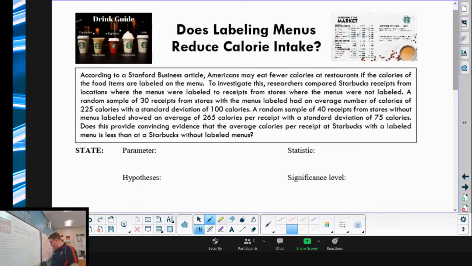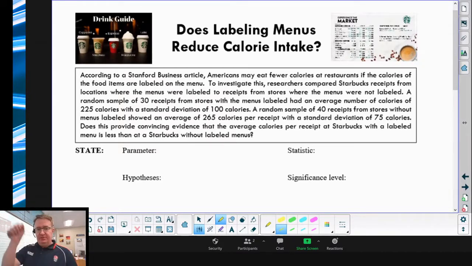So again, to highlight what we're going to do, and while you can't use highlighters on the AP test, you can use pens, blue or black pens and pencils. So I usually have my kids highlight and make notes in pen and then write everything in pencil. So things that we need to worry about here: 30 receipts that had average of 225 calories with a standard deviation of 100, and then 40 receipts, so that's without the menus, 265 calories, standard deviation of 75.